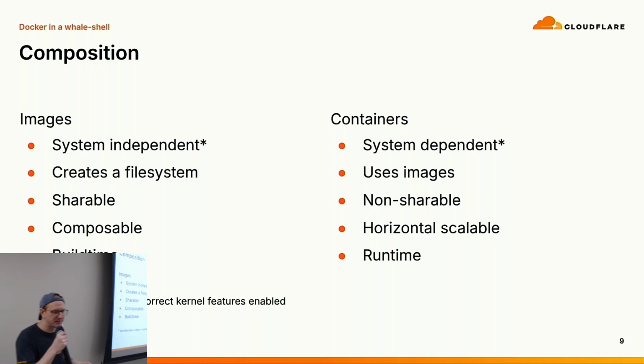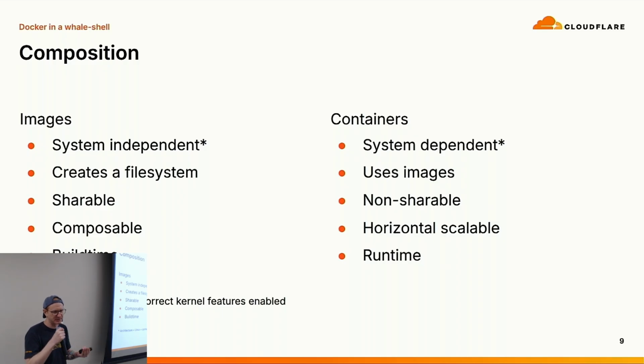These are system independent. You create a file system with them, and you can share them with your friends. You can put them up on Docker Hub, or wherever you want. They're composable. I'm not going to get into the OCI spec tonight, but you can layer different images on top of each other to make one final image. And it's all done at build time.